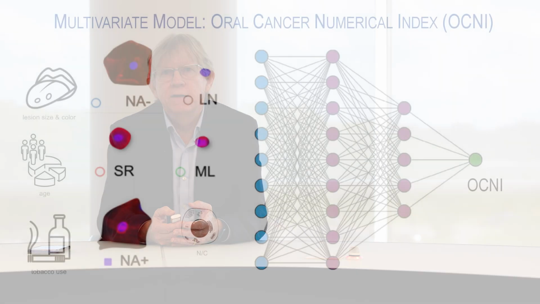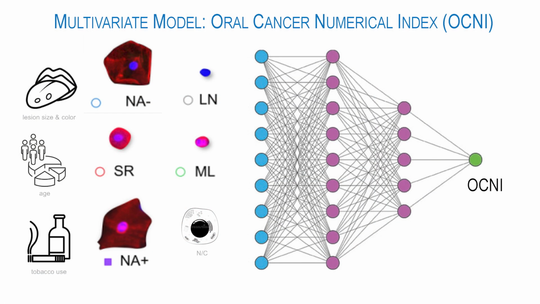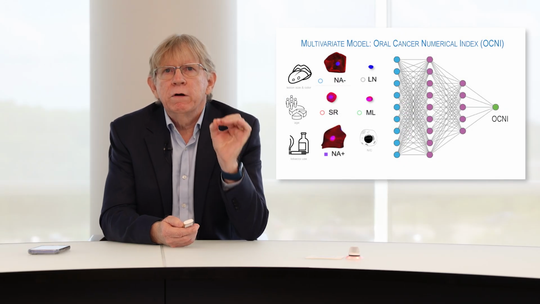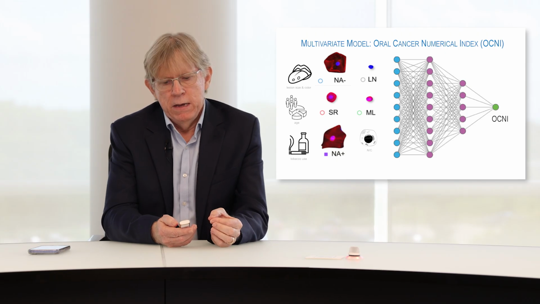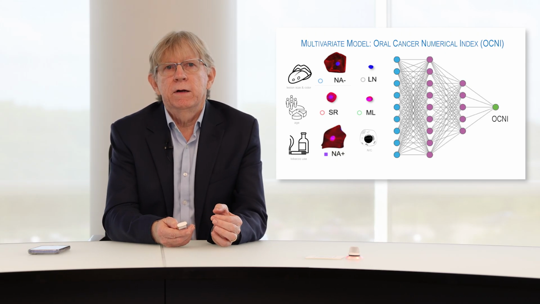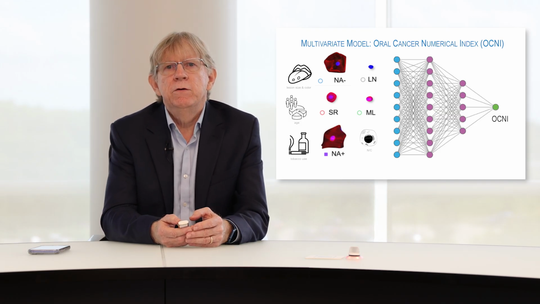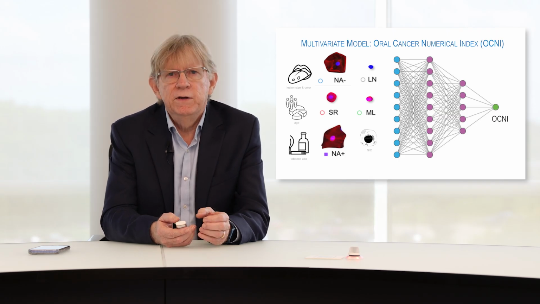So up to this point, I've been focusing on individual variables, but more powerful is the introduction of machine learning and deep learning to move across all of these variables simultaneously. And what we found is that we have a multivariate model which is much more accurate than these individual variables, but included in this model is lesion size, lesion color, patient age, tobacco use, and these cell-based metrics, the percentage of these cells producing ultimately one output: an oral cancer numerical index, an OCNI score, which is super reliable, and one metric that combines all these behaviors into a single metric to monitor patients' disease severity.